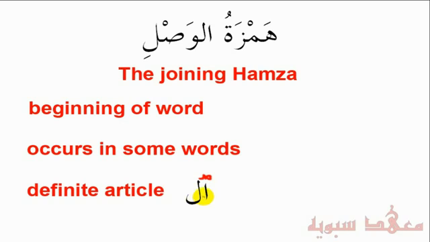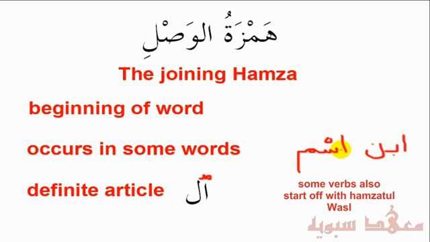But when I mean it occurs in some words without the definite article, because when you put the definite article in any word, it'll start off with Hamzatul Wasl. Now, some of the words that have Hamzatul Wasl, the common words, are, for example, ibn. So ibn means son, or ism. And the words, for example, imra'a, woman.